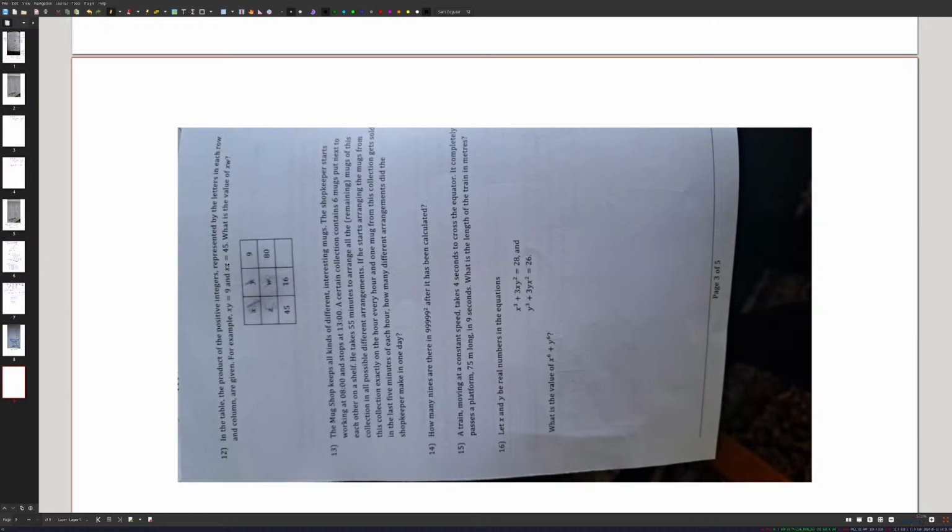In the table, the product of the positive integers represented by the letters in each row and column are given. So xy is equal to 9, and xz is 45.